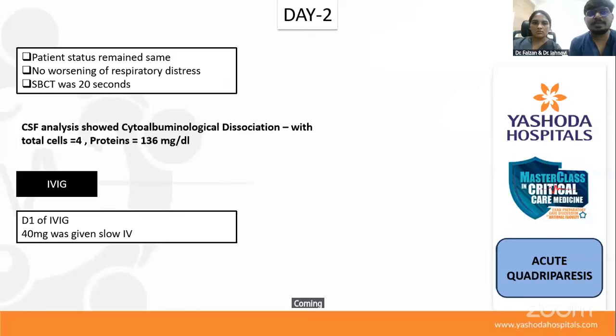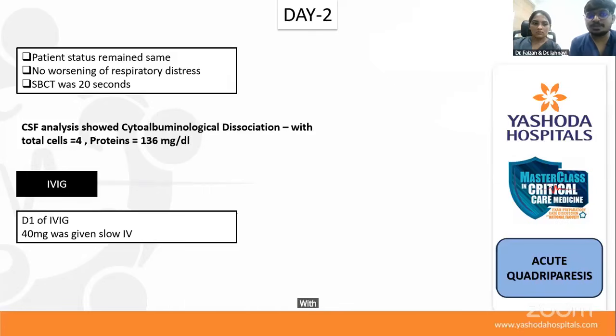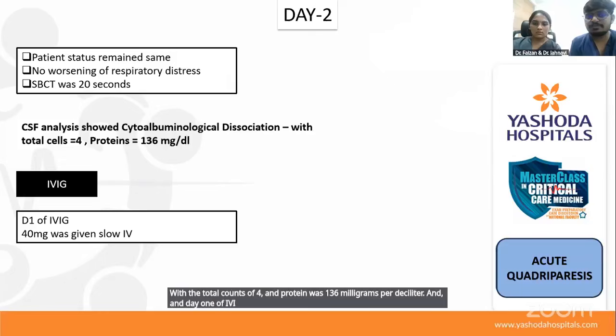Coming to the day 2, patient status remained same. There was no worsening of respiratory distress, and single breath count test was 20. And CSF analysis report also came, which suggested cytoalbuminological dissociation with total counts of 4, and protein was 136 milligrams per deciliter. And day 1 of IVIG, 40 mg of IVIG was given slowly.